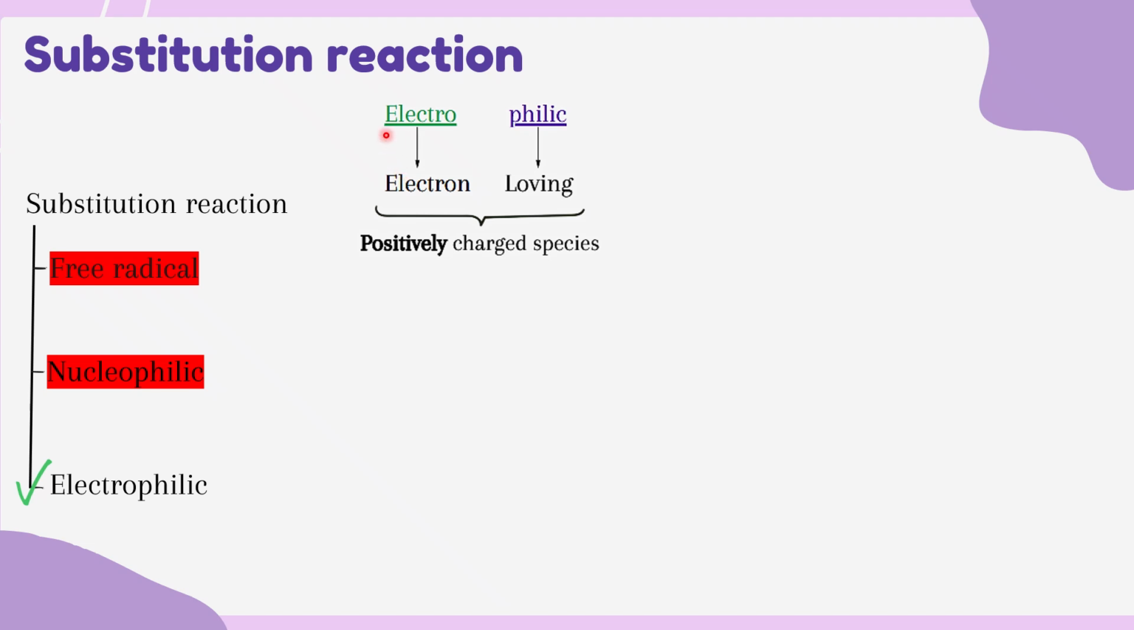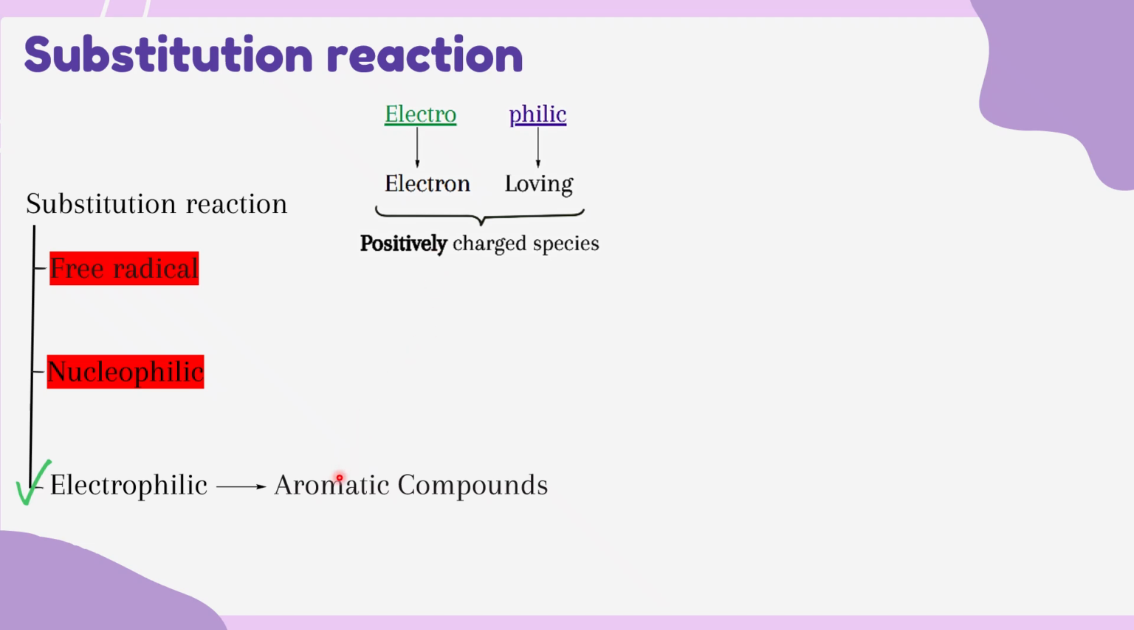So this term consists of these two subterms, that is electro and philic. Electro means electron and philic means loving. So this species, since it is electron loving, gets attracted towards the electron rich reactants. That's why this species carries a positive charge. Since it is positively charged, it is electron deficient, hence prefers to react with electron rich reactants. That's why only aromatic compounds undergo this reaction.